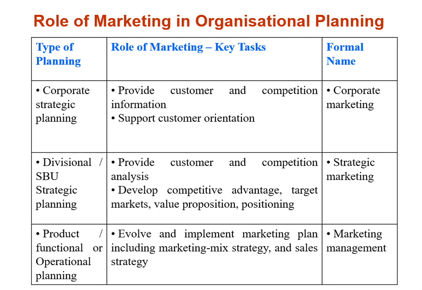Type of planning. Role of marketing. Key task. Formal name. So these things are very important. Type of planning: basically, it's corporate strategic planning, divisional strategic business unit planning. What is the product and functional operational planning? So, role of marketing in the key task, how they provide the customer and competitor information, support customer orientation, like corporate meeting, strategic planning based on strategic marketing, and the product is based on marketing management. So, how the involvement is there, that is given.